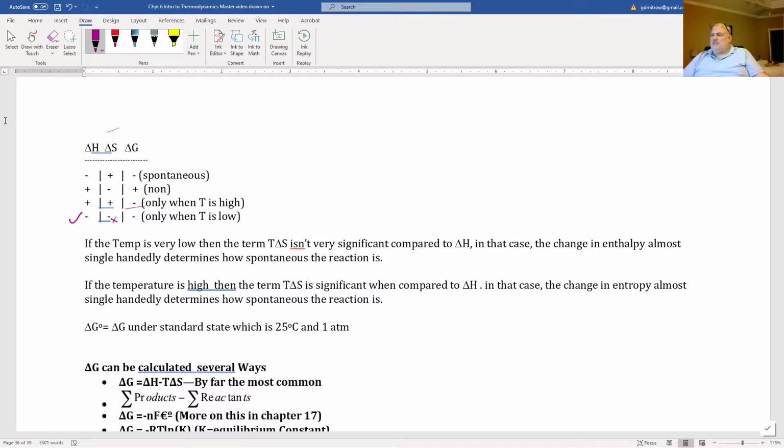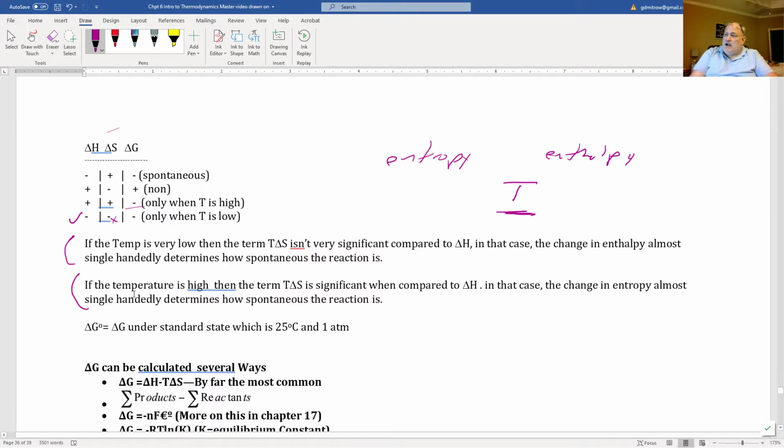So in this expression, if the temperature is very low, then the term T change in S isn't very significant compared to change in H. In that case, the change in enthalpy almost single-handedly determines how spontaneous the reaction is. These two statements right here are exactly what we were talking about before, because they'll ask you under what conditions a reaction will actually go if you have one of these two good and one of these two bad. So entropy and enthalpy are the two things that will determine whether a reaction will go, but temperature is the thing that balances it all off.